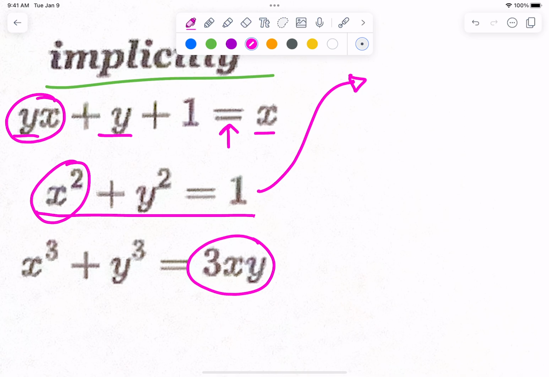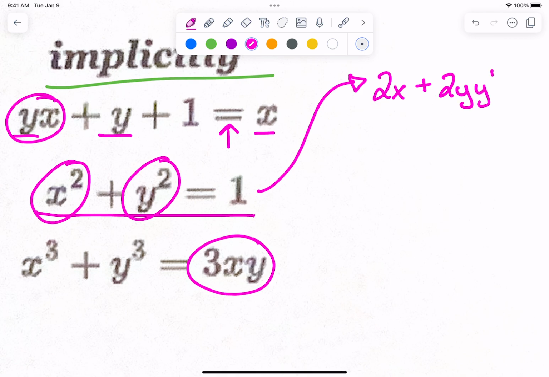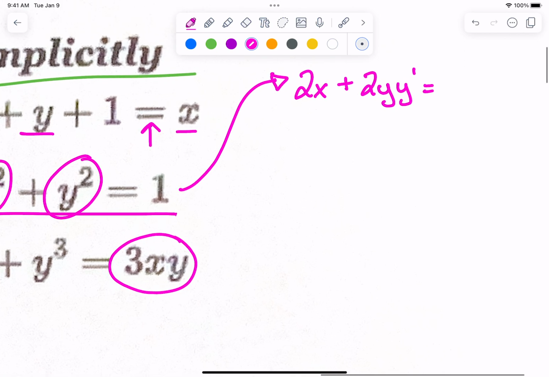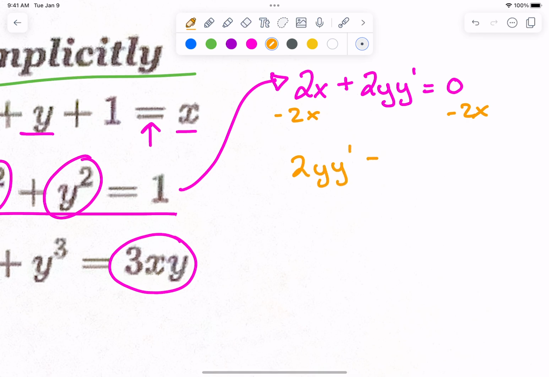What's the derivative of x squared? 2x, okay? What's the derivative of y squared? 2y, but then we have to have y prime because it's not a designated variable, so we have to designate y prime, equals 0 because the derivative of 1 is 0. Okay, now if I'm trying to solve and get y prime by itself, we would subtract our 2x over, right? And I would have 2y y prime equals negative 2x. Then what?